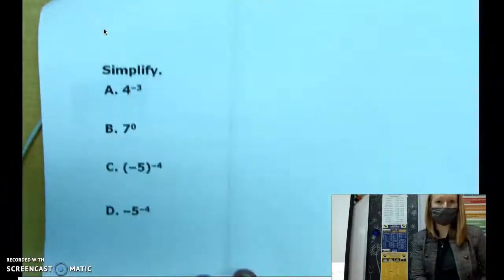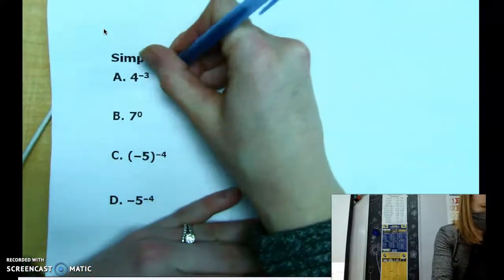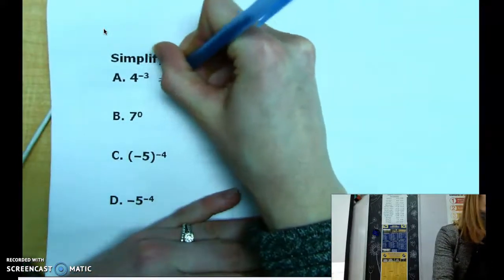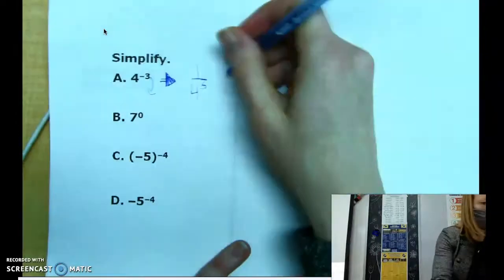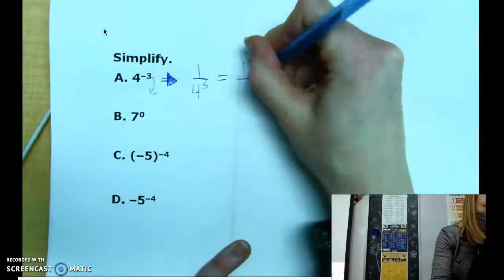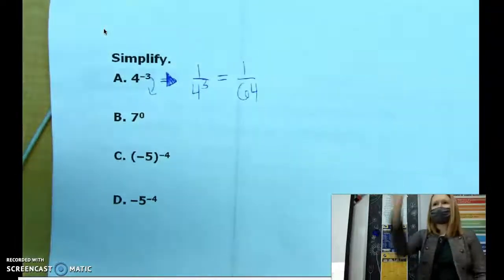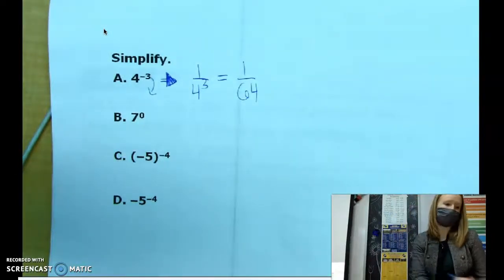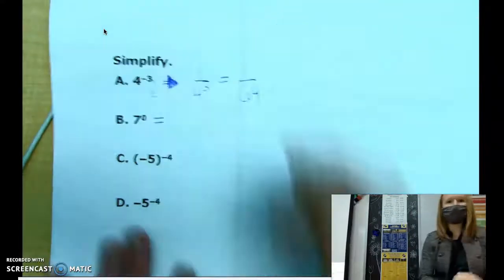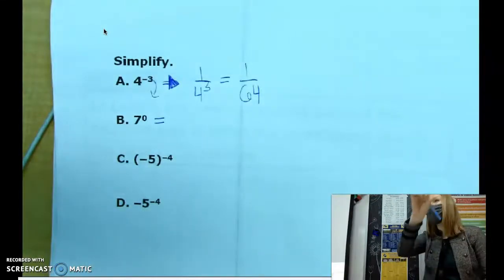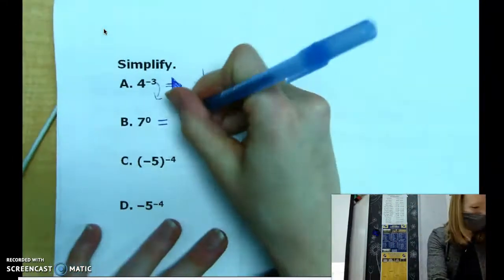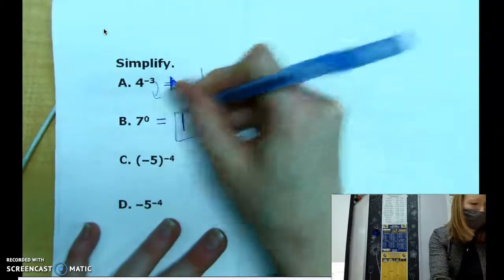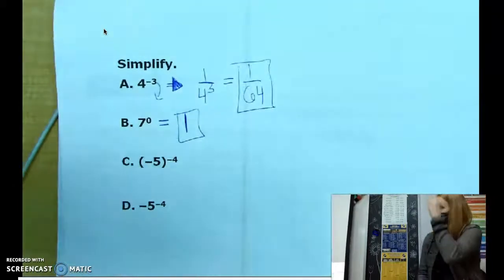Let's work on simplifying a few more. 4 to the negative third power, that means I have to move that guy, change your attitude. 4 to the third power, we talked about this on our warm-up, that would be 64. 4 times 4 is 16. 16 times 4 is 64. 7 to the 0th power should be? 1. It's a hard instinct, right? You see the 0, you want 0, you think multiply. But anything to the 0th power is always going to be 1. It's a tricky concept to remember, right?